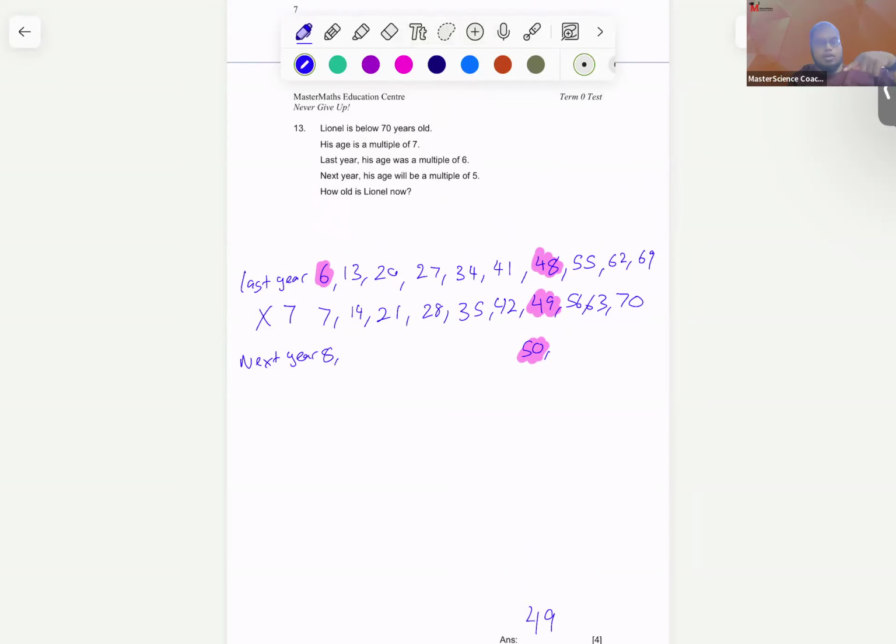Then the 7, I minus 1. Then when I found the multiples of 6, I only check for those two only. Okay, why? Because when you list down the multiples, it is actually a method mark also for you guys. So in case you accidentally selected the wrong answer, you can still get the method mark. Okay.